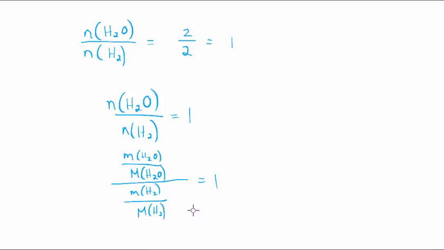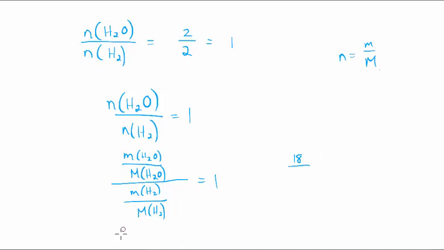Have I lost any of you at any time now? No, you're still with me. So can you see all I did was to replace N with the formula mass over mass. Okay, so now the mass here of H2O is 18.